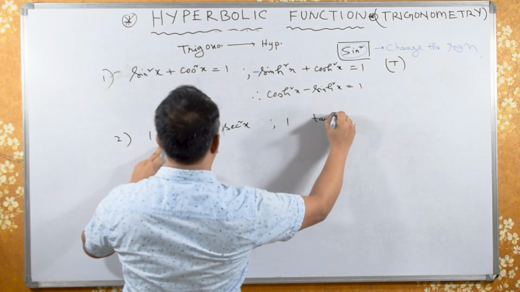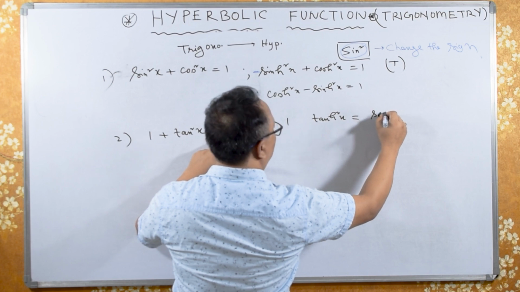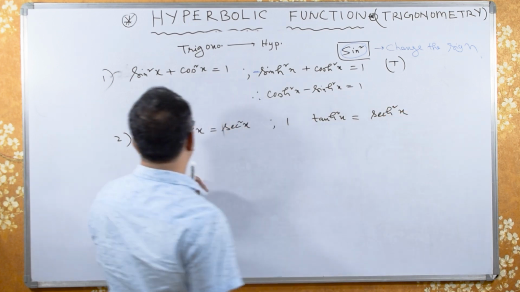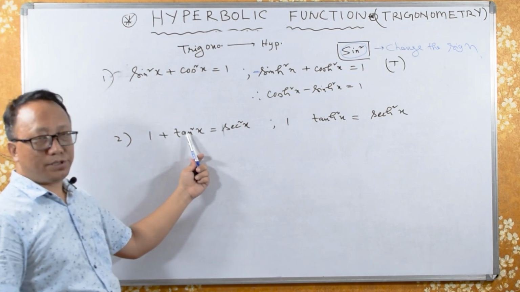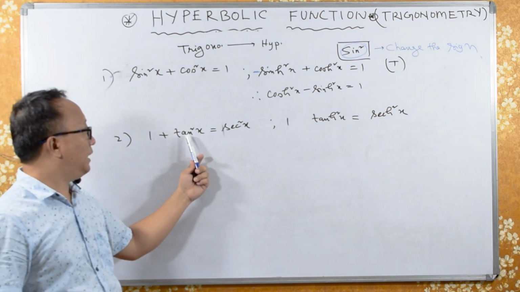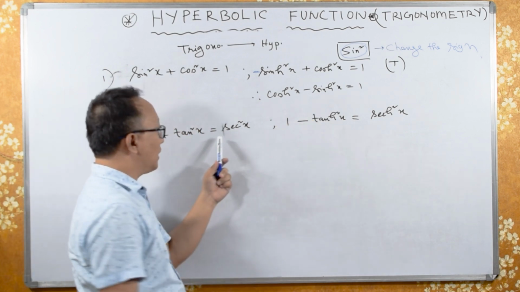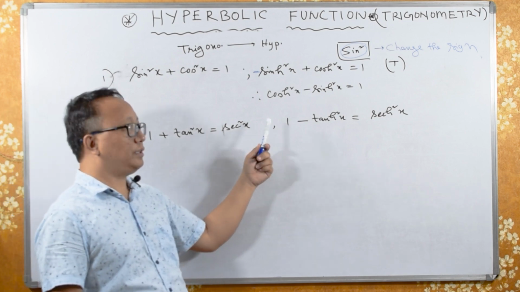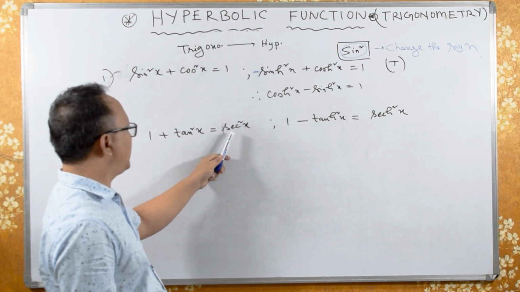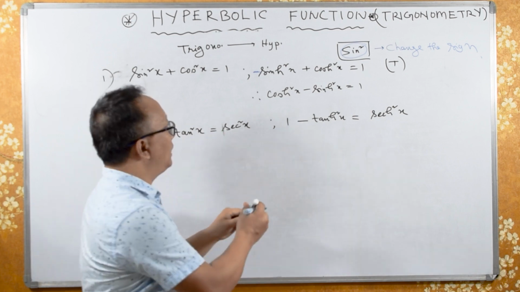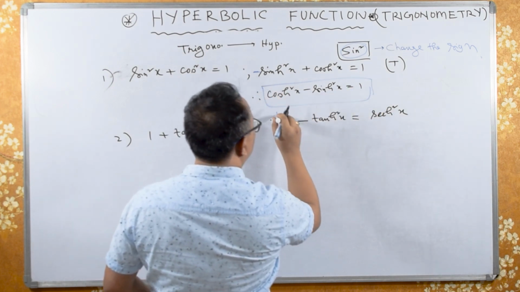tan hyperbolic square x equals sec hyperbolic square x. Okay, here 1 as it is. Now here tan square is the same as sine square by cos square. Therefore in this also it will change, since this plus minus will come. Here sec is 1 by cos, so it doesn't have any change. Therefore 1 plus tan square x equals sec square x. In hyperbolic form, this is hyperbolic form, and this is also hyperbolic form.